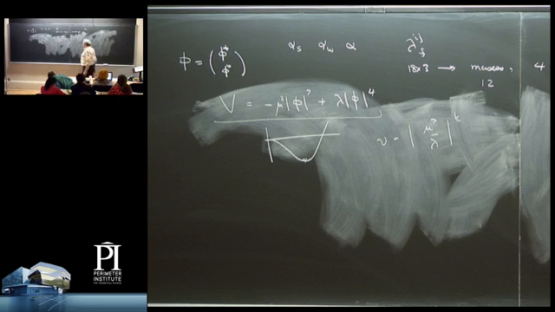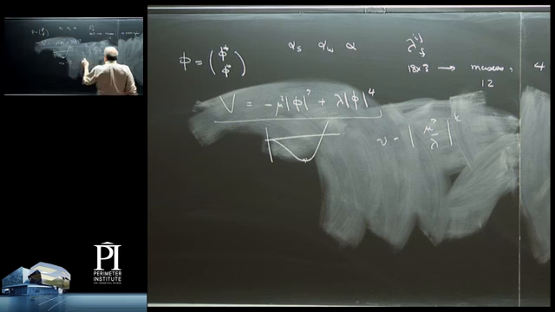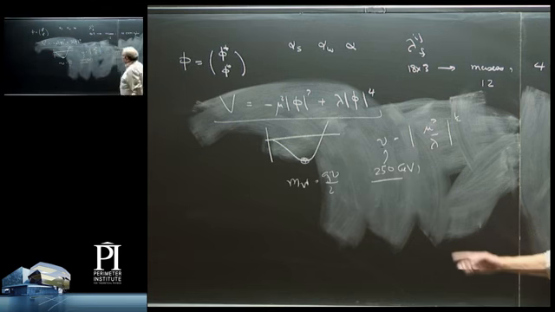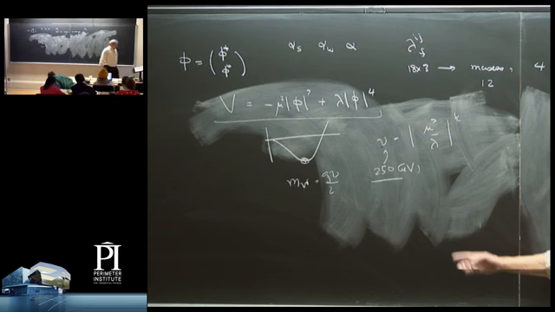So V, we know what the value of V is because there's a formula M_W equals gV over 2, and we know what g is. So V is about 250 GeV. That gives us one combination of mu and lambda. And so we need one more observable parameter to complete the parameter list of the standard model.